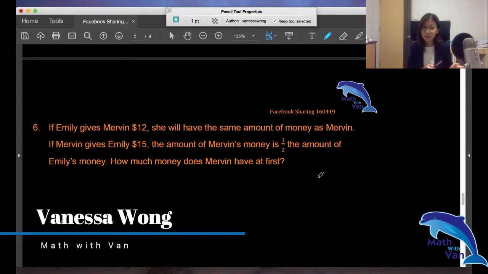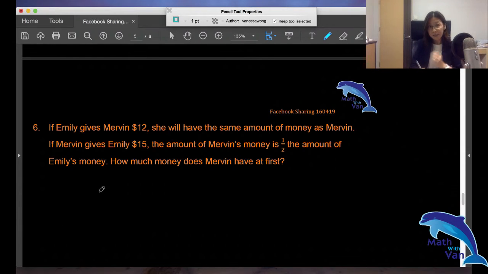So in scenario 1, we are told that if Emily gives Mervyn $12, she will have the same amount of money. So for some students, they have already processed in their brain and they know that originally, Emily had $24 more than Mervyn. That is how the model can give us a better understanding. So okay, I will try to draw out. So this is what happens in the end.